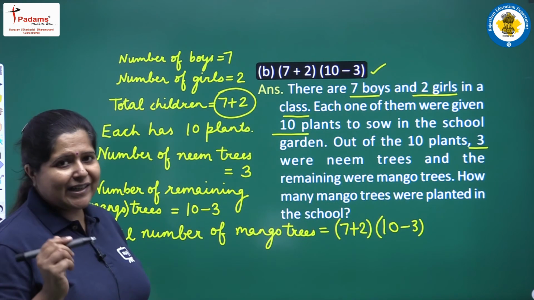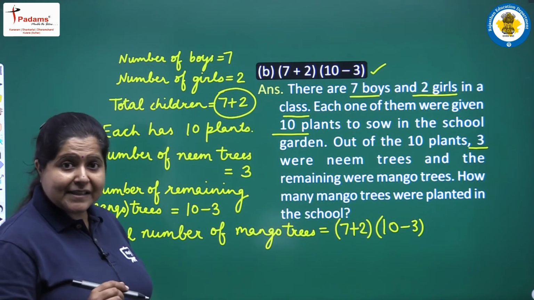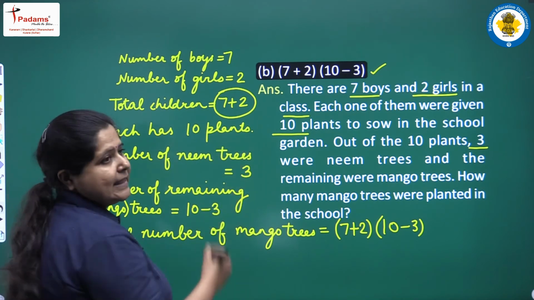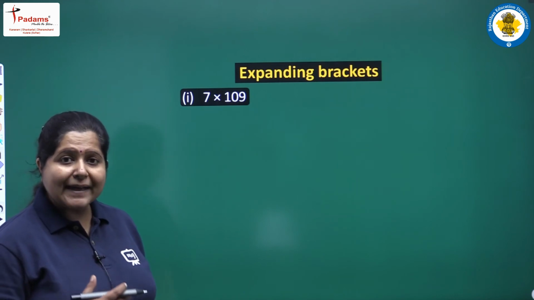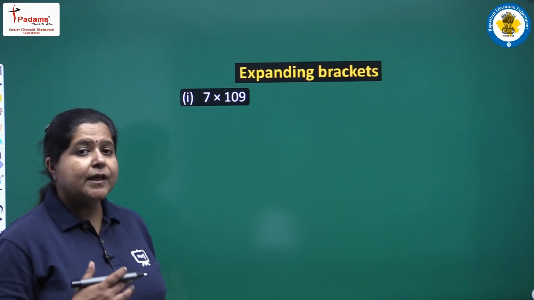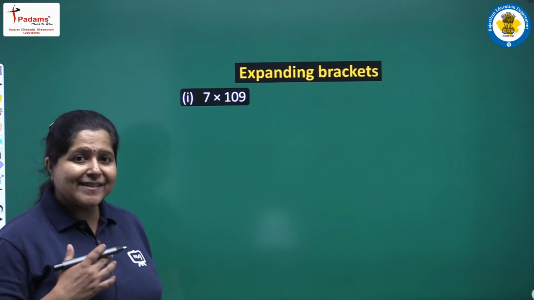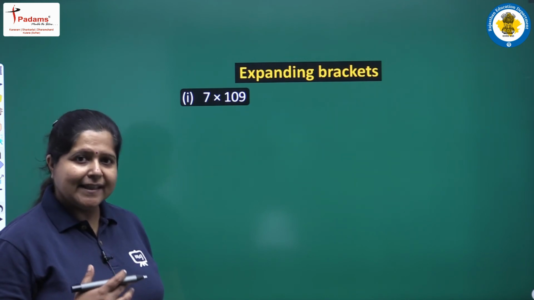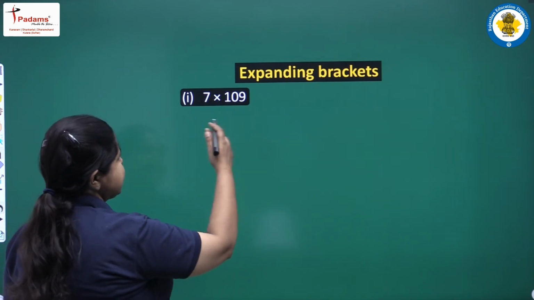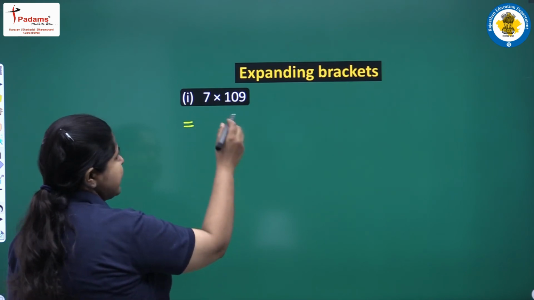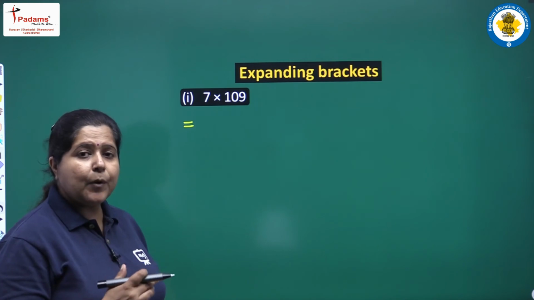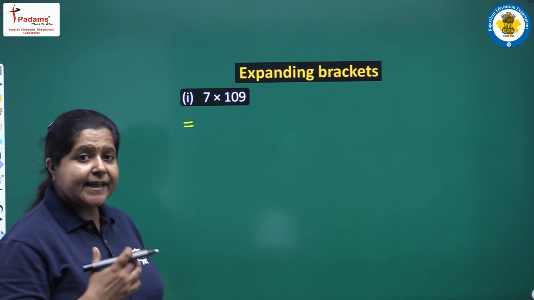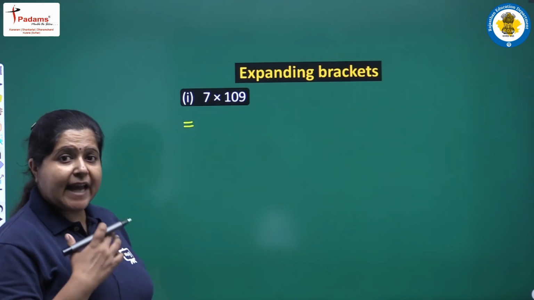In the same way, create your own question in such a way that you get the answer in this form. Next, we will be learning how brackets help us solve questions very systematically and very easily. We will be expanding the brackets here. We have 7 into 109. We will be solving this question with the help of brackets and see how brackets make it very easy and systematic.